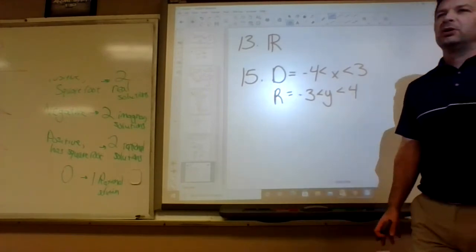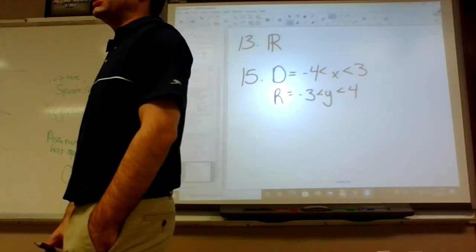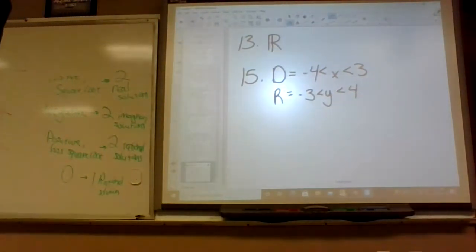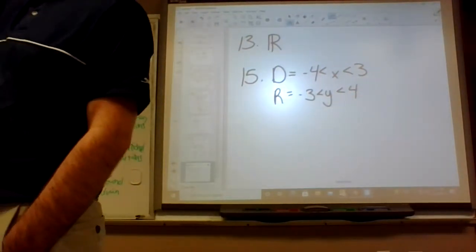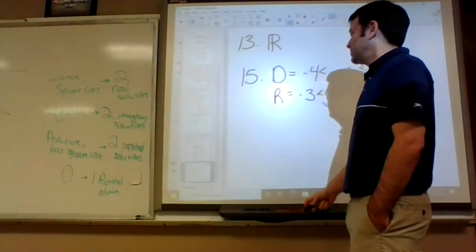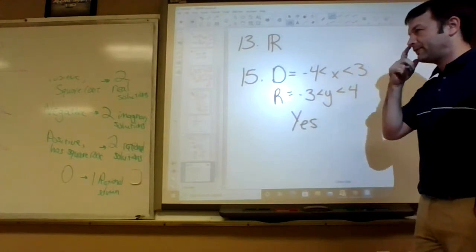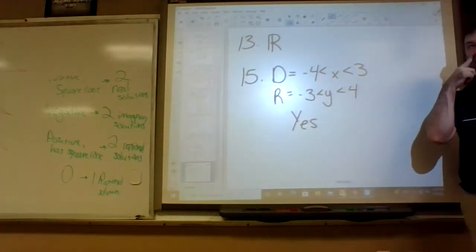Okay. We are also supposed to say whether number 15 is a function. Do you guys remember how we can tell on the graph? The vertical line test. Does it pass the vertical line test? Yes. Because it only hits the graph at one point for any vertical line you draw.